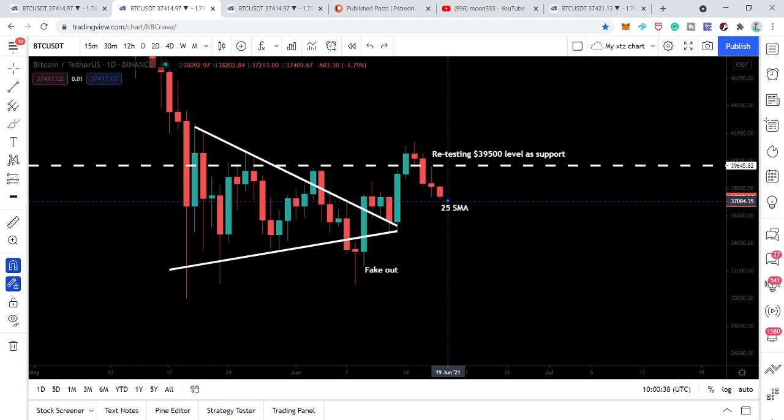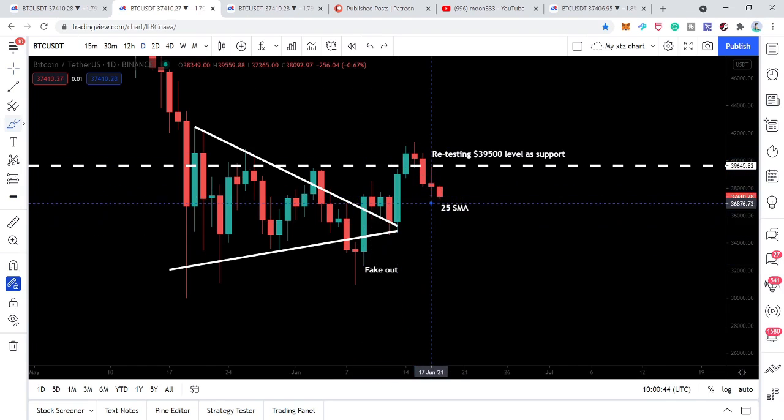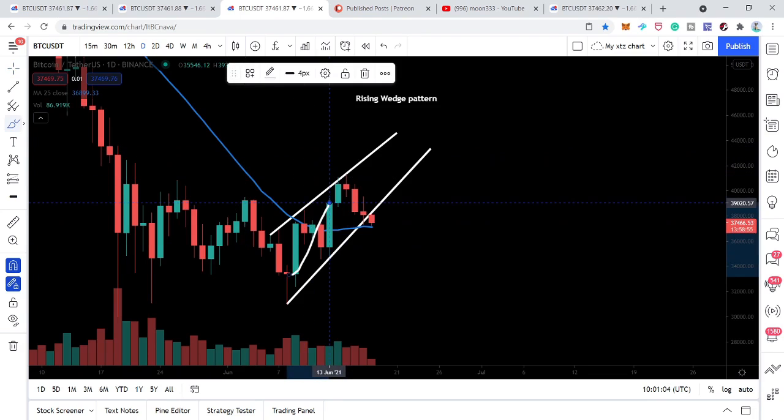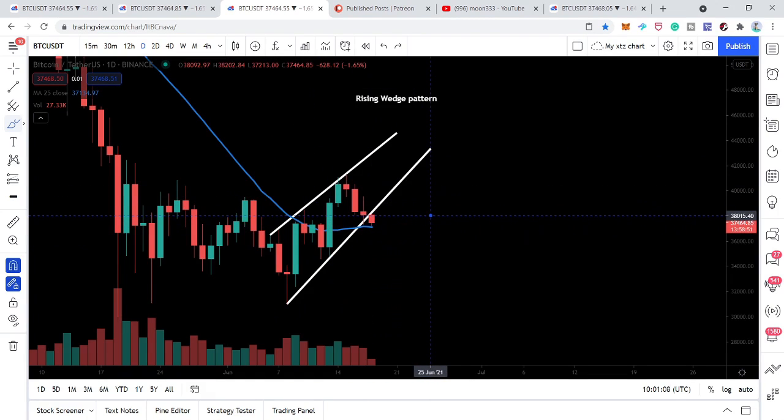And while moving down, after this breakout from this triangle, while moving up and down, the price action formed this rising wedge pattern that I showed you in my previous video as well. And I told you that this time we have a better situation, because this time the price line, after a long time, after 12th of May, first time the price action has broken out this 25 simple moving average here, and now we also have this 25 simple moving average support at this time.